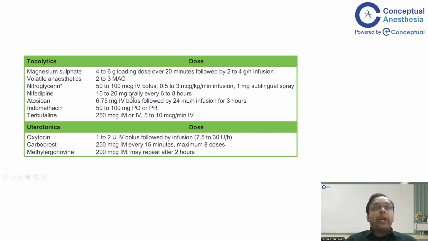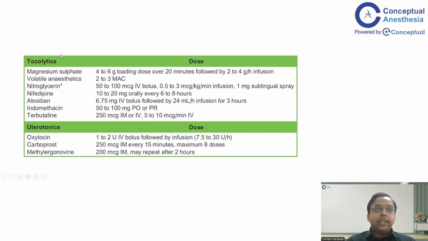Nifedipine 10 to 20 mg orally can be given every 6 to 8 hours. Atosiban 6.75 mg IV bolus followed by 24 cc per hour infusion for 3 hours can be given. Then indomethacin 50 to 100 mg per oral or per rectal can be given, and terbutaline 250 mcg IM or IV, 5 to 10 mcg per minute IV can be given.